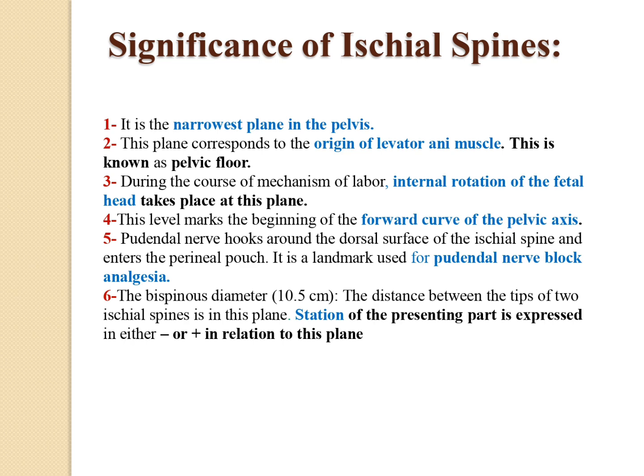The bispinous diameter is 10.5 cm. The distance between the tips of the two ischial spines is in this plane. The station of the presenting part is expressed as either minus or plus in relation to the ischial spines.